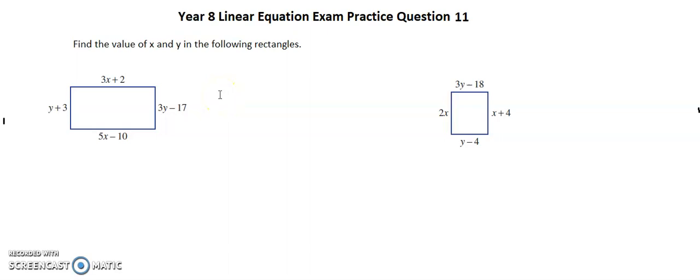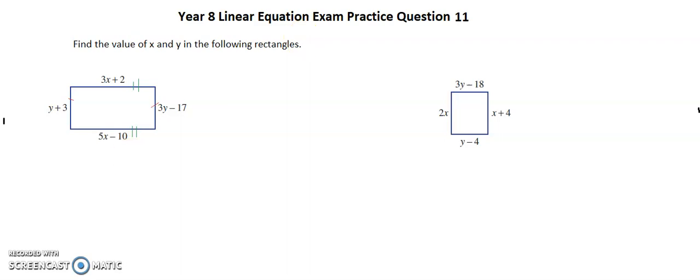Year 8 Linear Equation Exam Practice Question 11. Find the value of x and y in the following rectangles. So with these rectangles, we know that this side here and this side here are equal, and we know that this side here and this side here are equal. So we need to use that to help us create an equation.